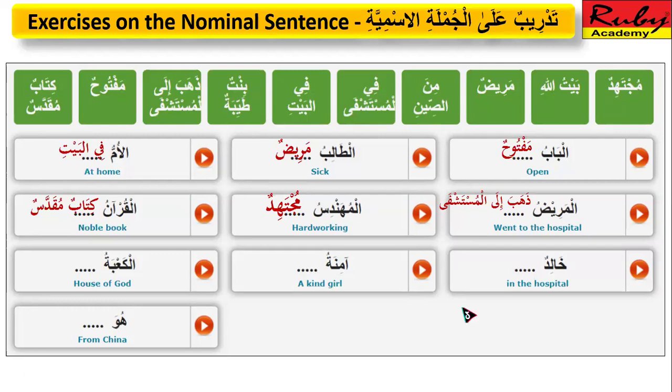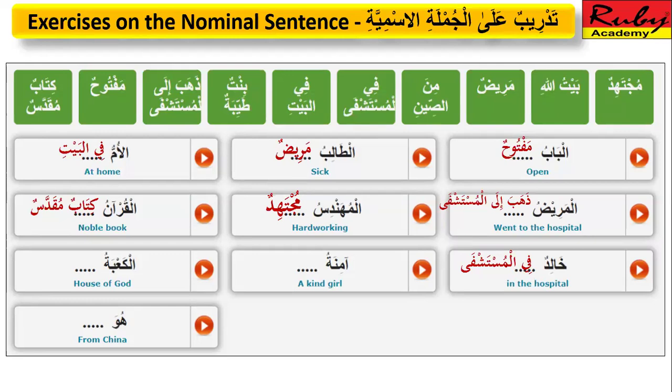Now the next one, Khalidun, in the hospital. Fil mustashfa. Not ila al-mustashfa, because it means in. Yes, Khalidun is a proper noun, and proper nouns are always definite. Khalid is a name. Though you can see that it ends with the tanween, it is not indefinite. Why? Because it's a proper noun, and a proper noun is always definite. So it's mubtada. And fil mustashfa is the khabar, which is a prepositional phrase.